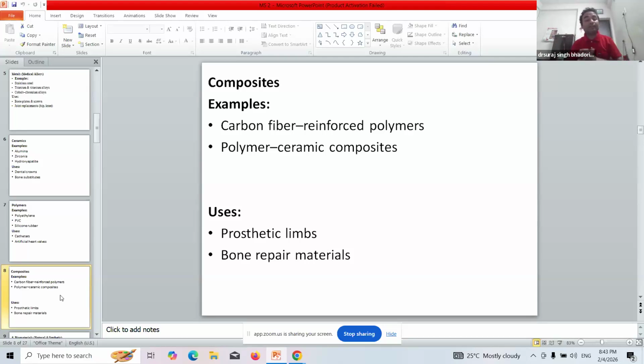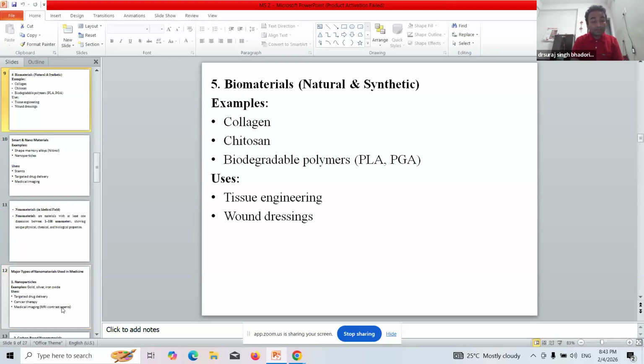So this is a very important aspect of the use of composites. The next one is biomaterials. Generally, biomaterials are examples like collagen and various biodegradable polymers, PLA and PGA. They are generally used in the field of tissue engineering sciences and wound dressing.